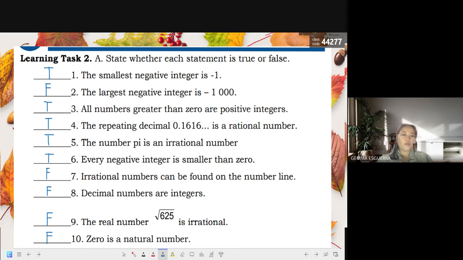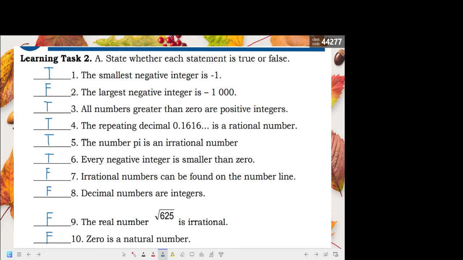Okay. These are all the correct answers because 0.1616 is a rational number and that is true. Another correction is that irrational numbers cannot be found on the number line because they are infinite numbers. We cannot determine them on the number line. And lastly, 0 is not a natural number because natural numbers start from 1 up to infinity. Okay, am I clear?